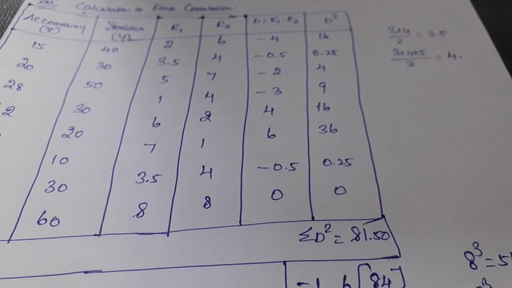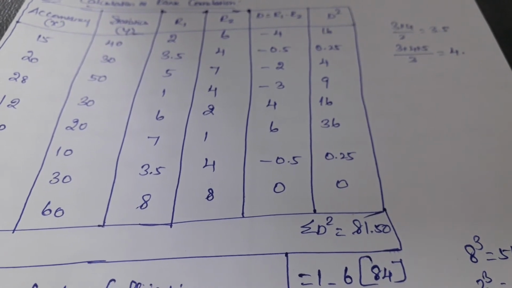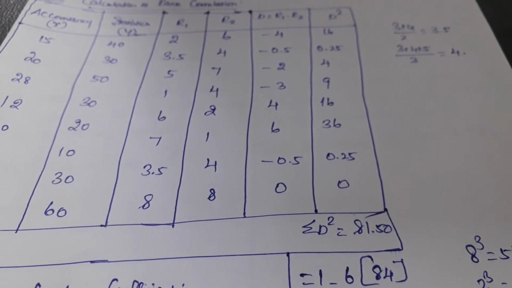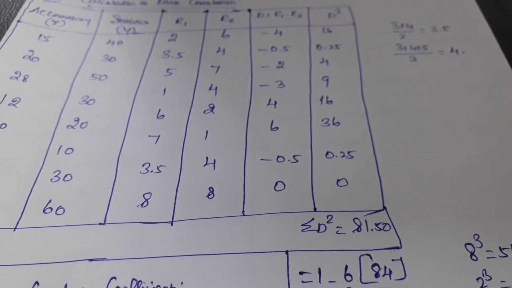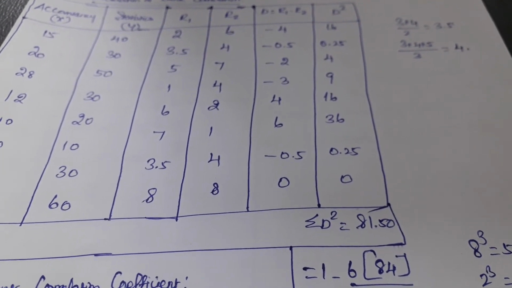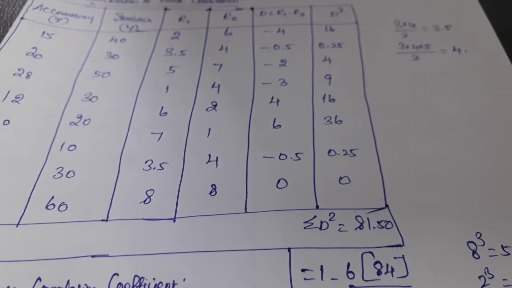Now we need to provide the 6th rank to the mark holder of 40. The 7th rank is given to the mark holder of 50. The 8th rank is given to the mark holder of 60.